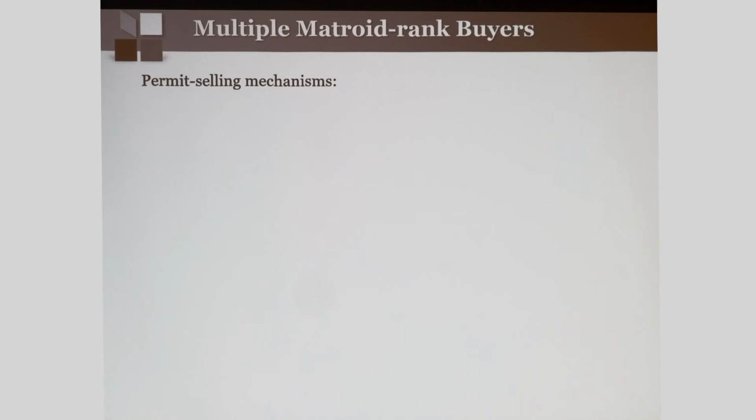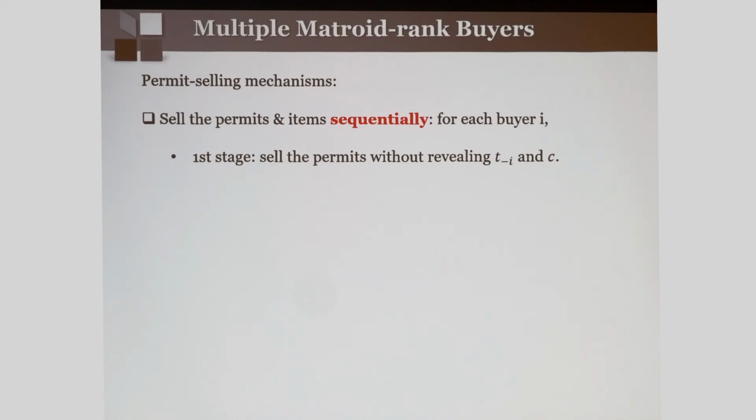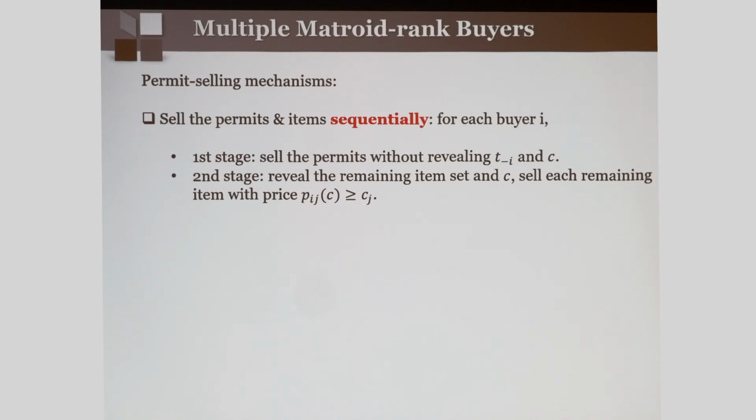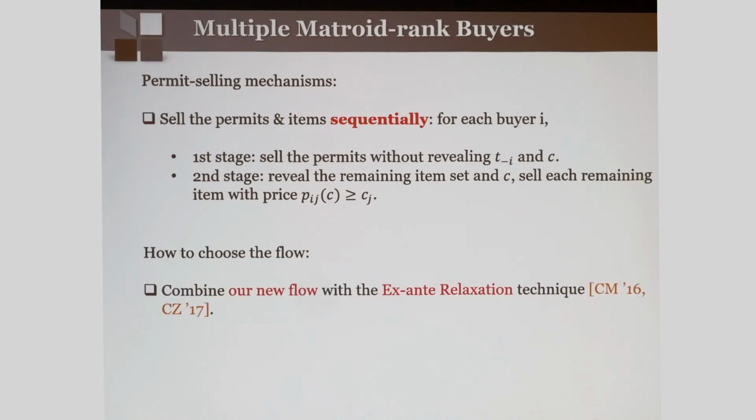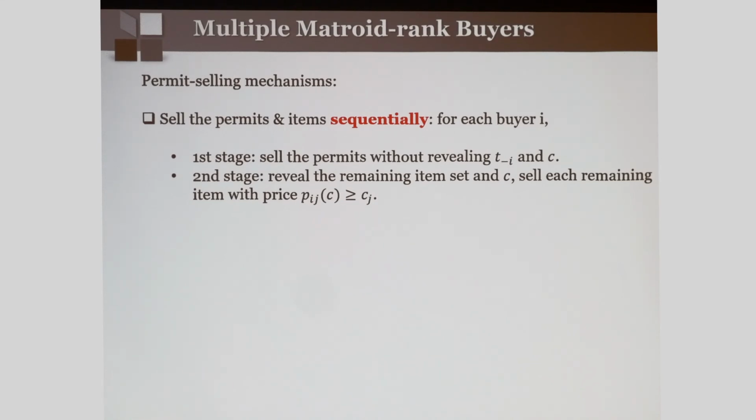For the multiple buyer case, we make a slight change to this permit selling mechanism. We now sell the permit as well as the items sequentially, and for each buyer i, at the first stage we sell the permit without revealing the true cost C as well as the type profile of other buyers. On the second stage, we reveal the remaining item set and the true cost, and sell each remaining item with a price that is at least the seller's cost.